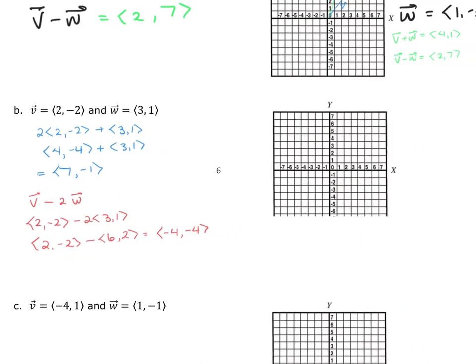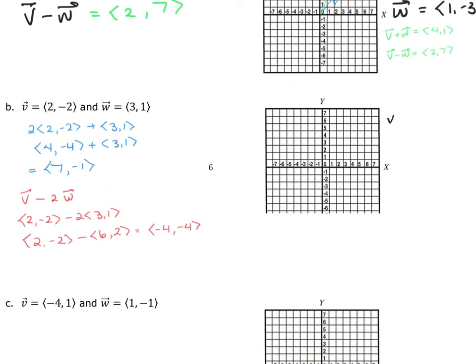So once again, I'm going to come over here and write my vectors, so that way I don't have to keep scrolling back. v is equal to 2, negative 2, and w is equal to 3, 1. Now, my first thing that I did was I did 2 times v plus w. And then the second thing I did was I did v minus 2w. So I just need those there so I don't have to keep scrolling back and forth. All right, let's zoom on in.